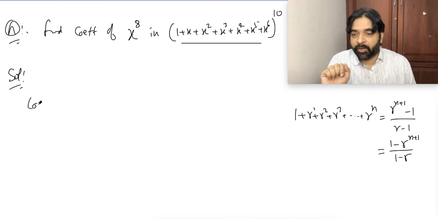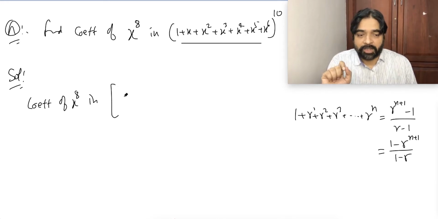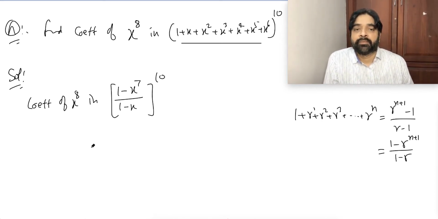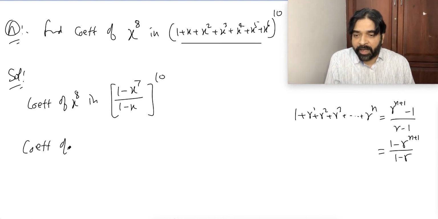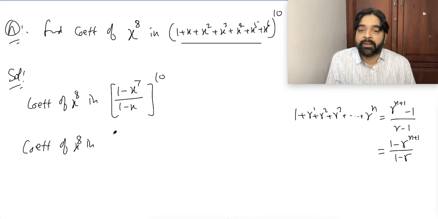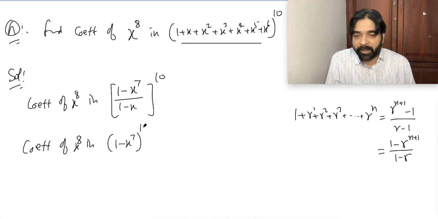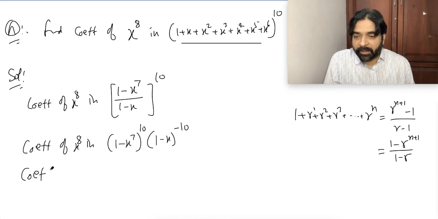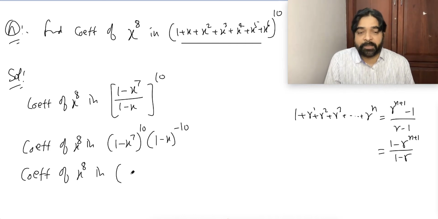So this I can say coefficient of x power 8 in 1 minus x power 7 by 1 minus x whole power 10. Coefficient of x power 8 in 1 minus x power 7 whole power 10 into 1 minus x power minus 10. Did you understand? I am going to expand this one. What will be the expansion?